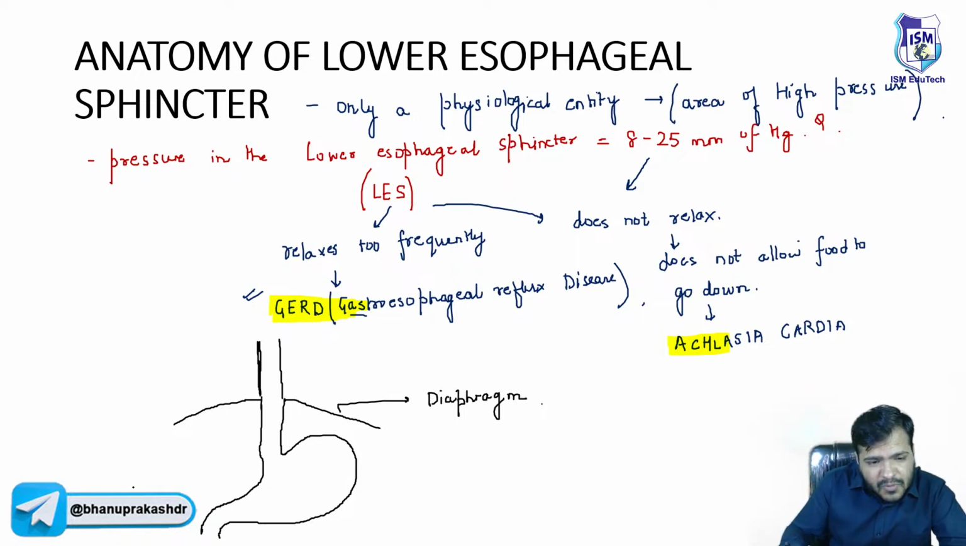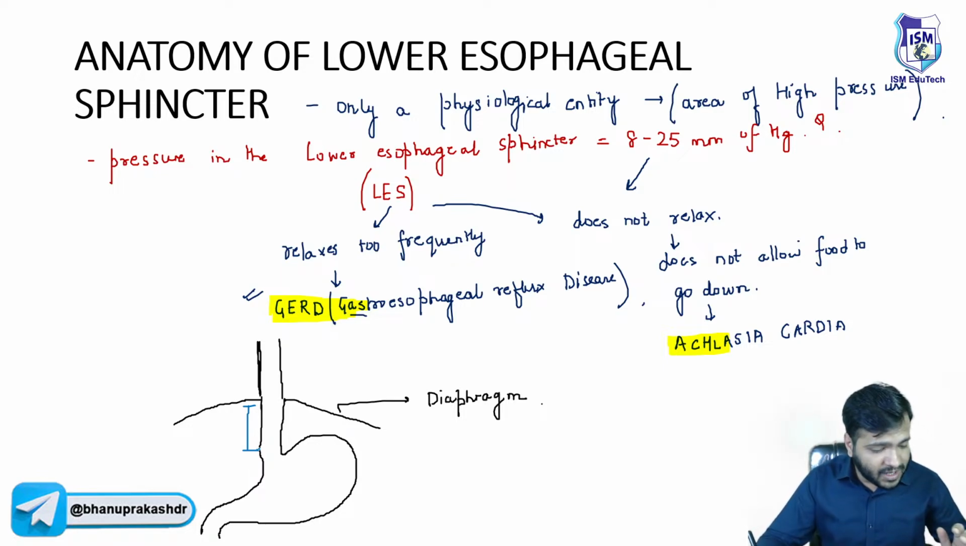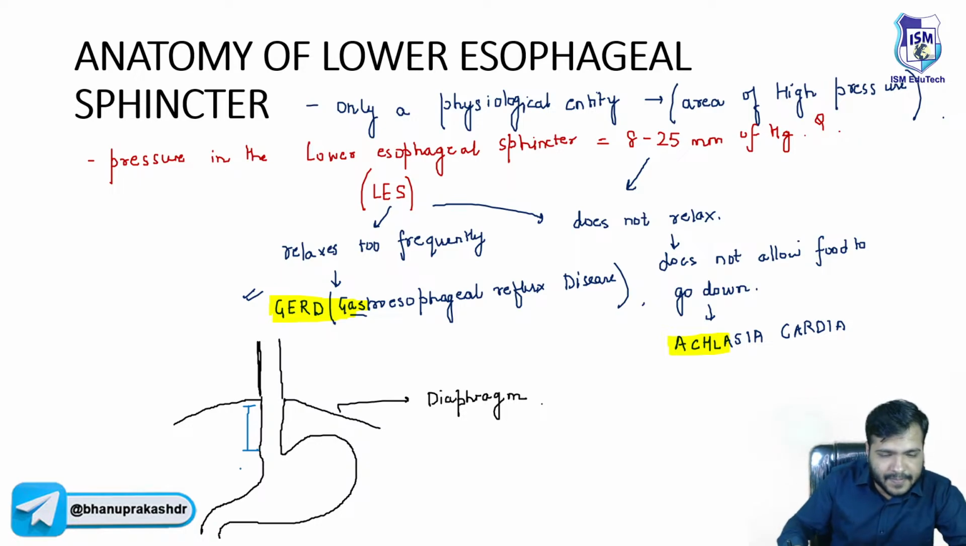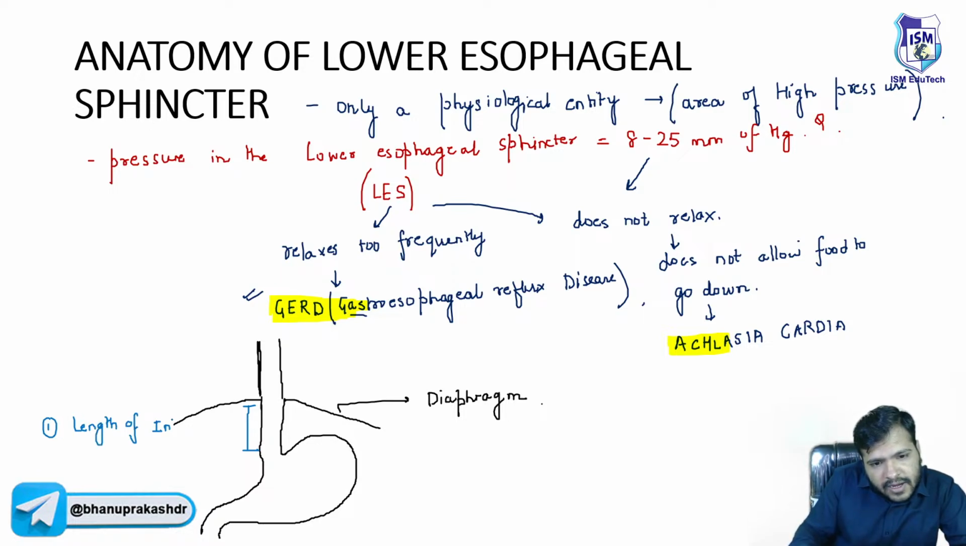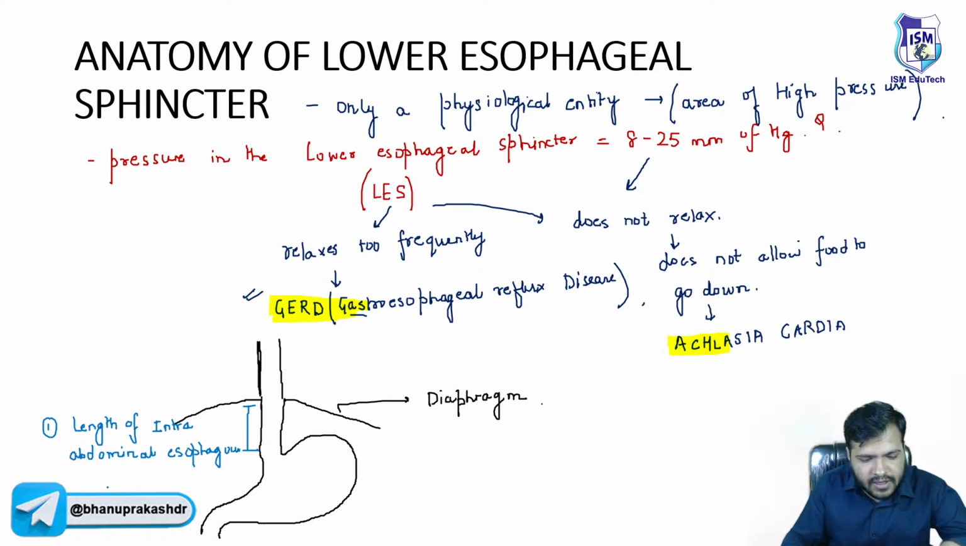Now, the most important factor over here is the length of the intra-abdominal esophagus. The first factor I'm going to tell about is the length of the intra-abdominal esophagus. Can anyone tell me what the length of the intra-abdominal esophagus will be?